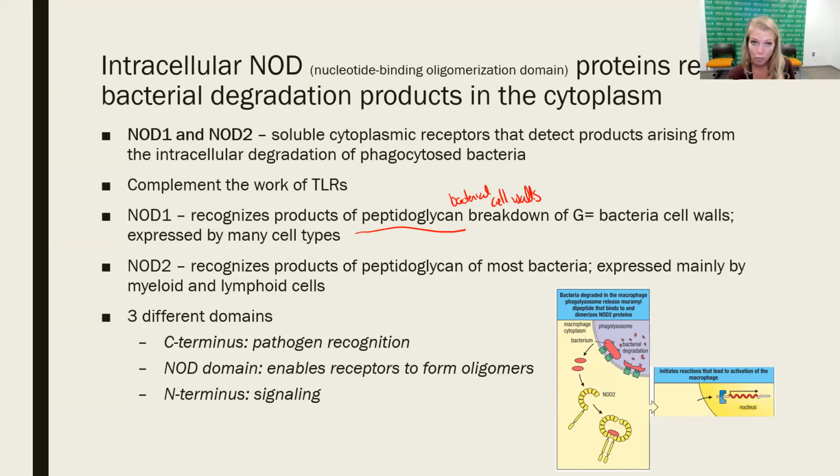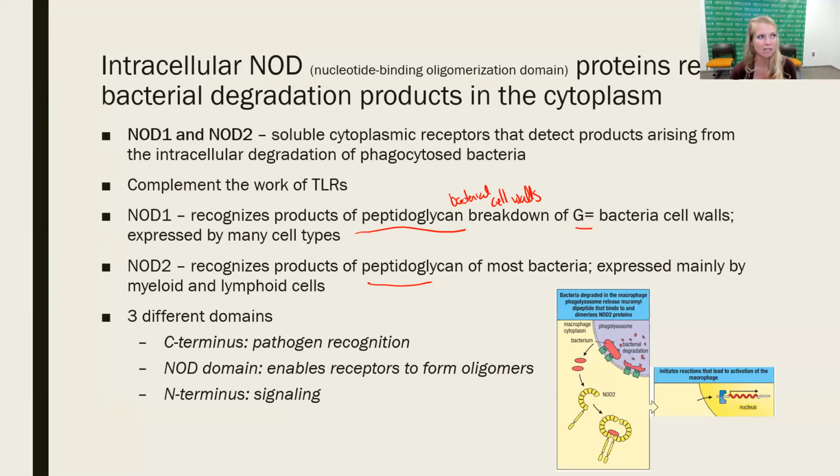Gram-positive cells have a lot more peptidoglycan than gram-negative cells, but either way, if you have peptidoglycan, that's going to be a bacteria. And NOD1 is going to be important for gram-negative. The equal sign means negative. And then NOD2 is also going to recognize peptidoglycan, but of most any bacteria. So just another type of receptor that can be used to help with the induction of the innate immune system.